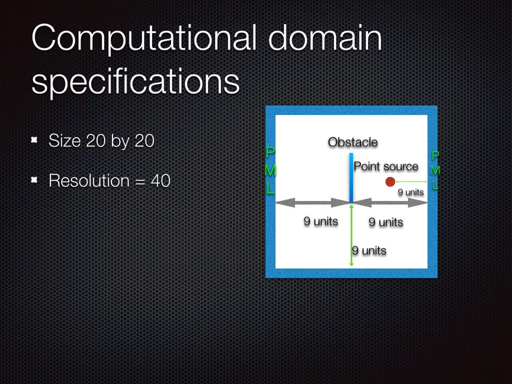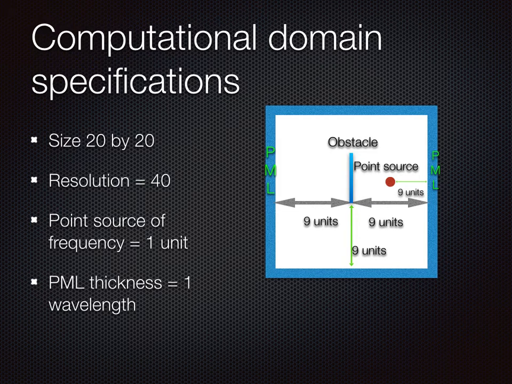In this domain, we place a thin perfectly metal sheet at the middle and choose a frequency of 1 unit, which just means that the source emits waves of wavelength 1. Finally, we need to put an absorbing boundary condition around our domain which ensures that no waves are reflected from the boundary. This is achieved by using perfectly matched layers of thickness 1 wavelength.